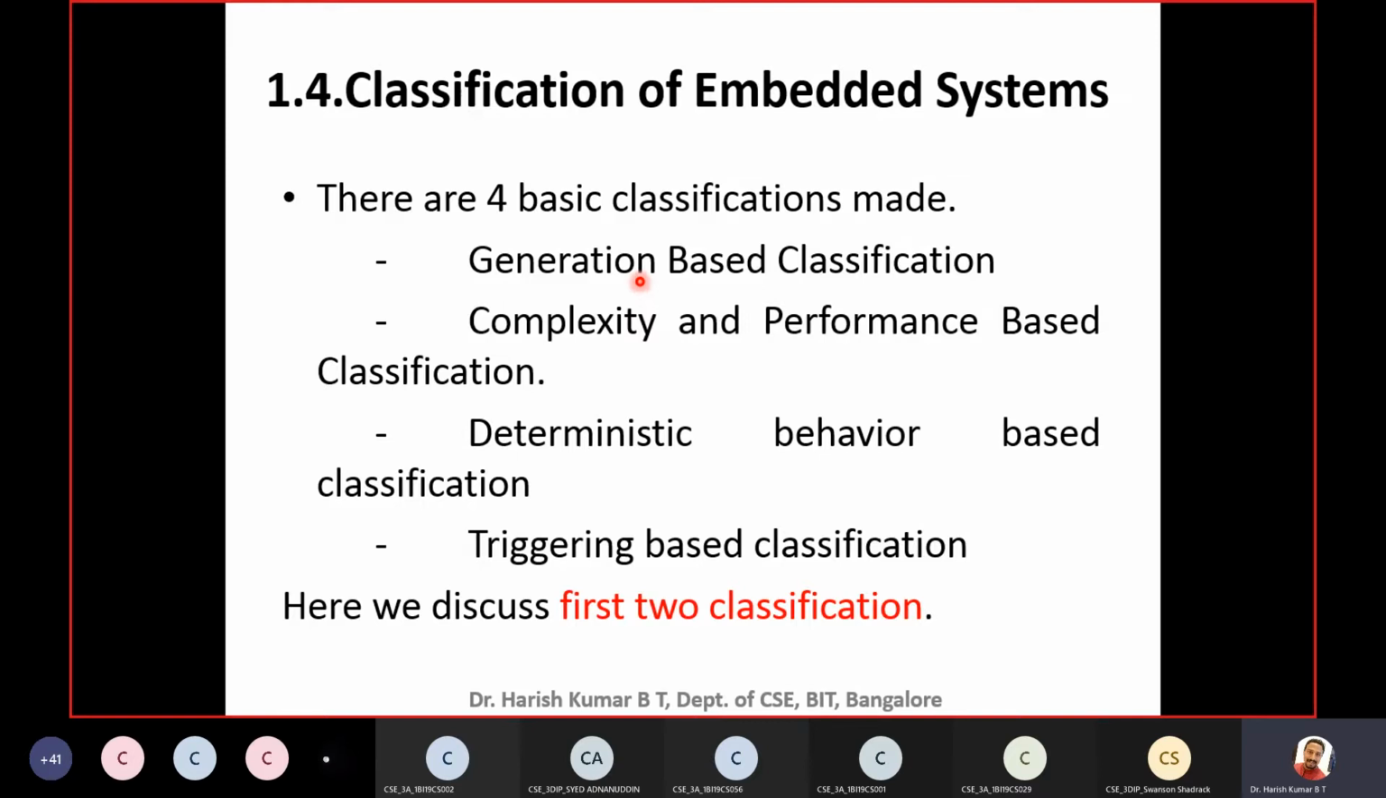Now, on what basis were these computer generations made? They were made whenever there was a sharp change in either the hardware or the software technology. Similarly, embedded systems are also classified based on generation. So we say first generation embedded system, second generation, third generation. Similar to the computer system, embedded systems are classified based on generation, and that is what we call generation-based classification. This is one type of classifying the embedded system.